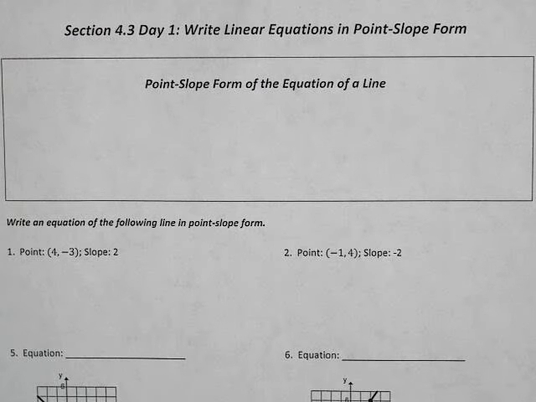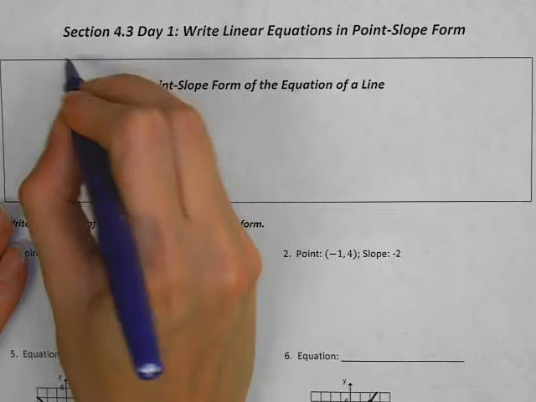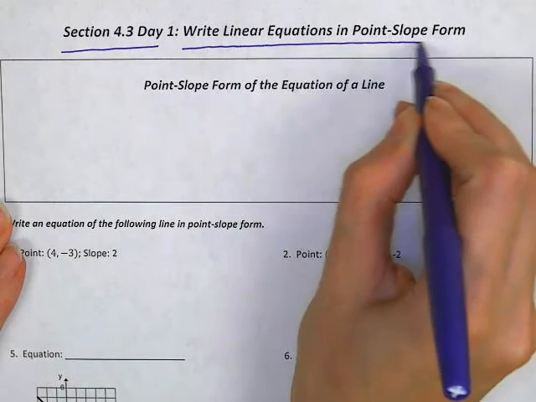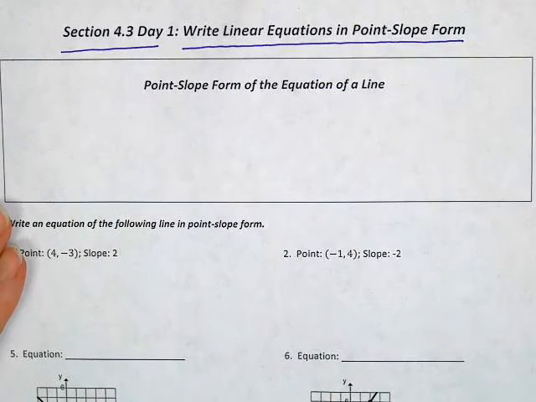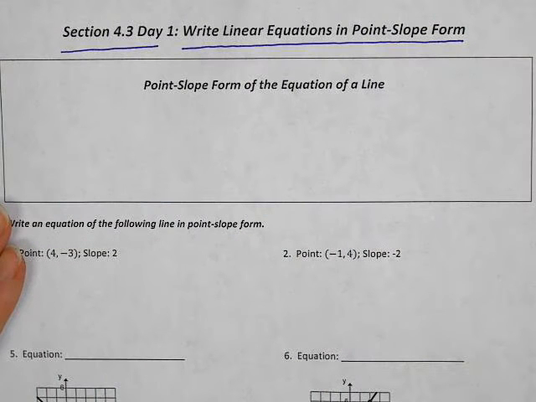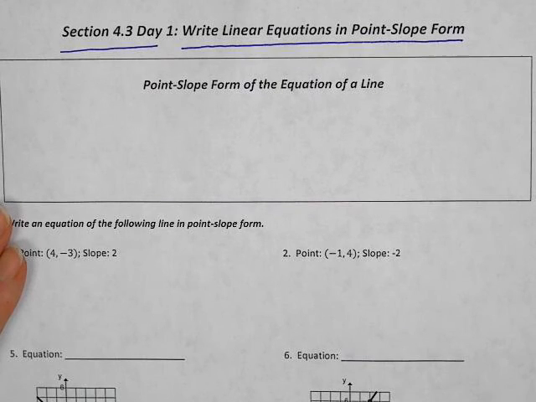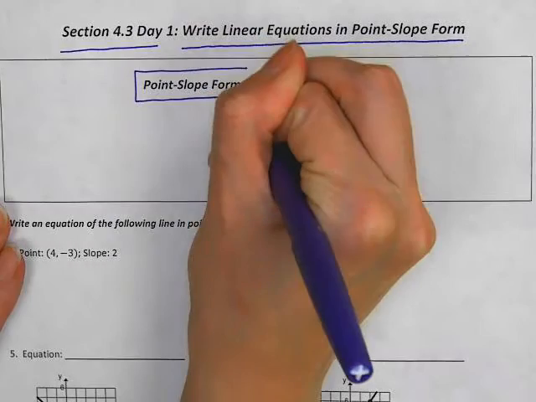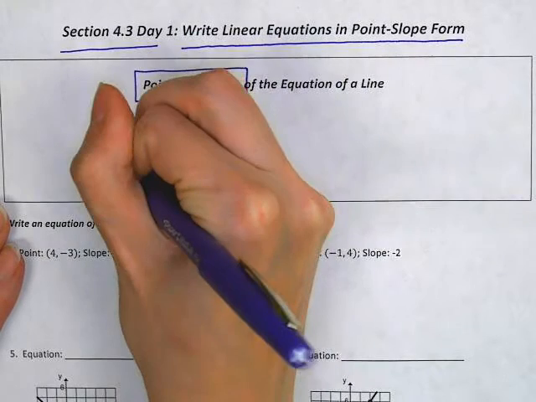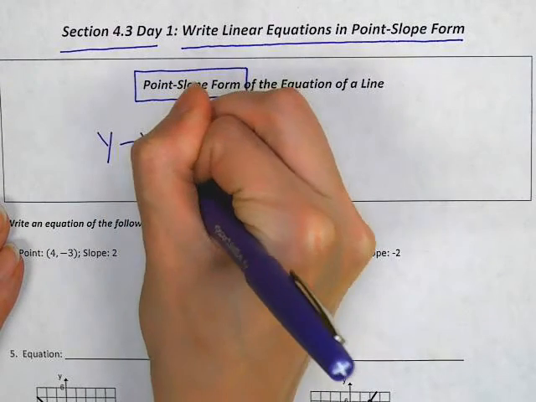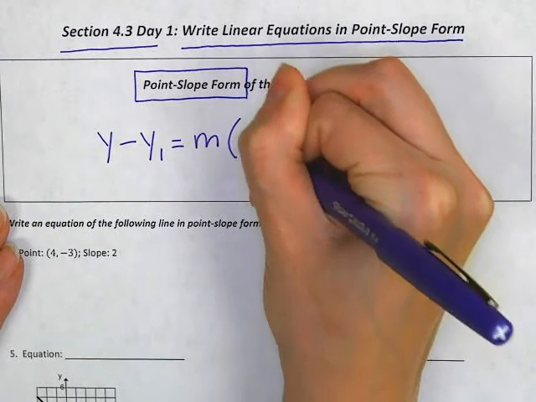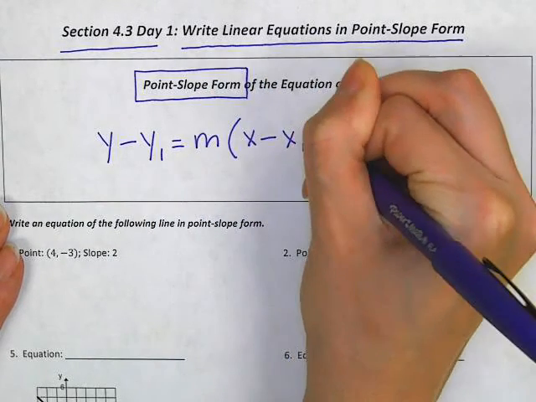All right, welcome back to video 4.3, day 1. And this lesson is on writing linear equations in point-slope form. Now, the other day we did slope-intercept, y equals mx plus b. This is a new form. So point-slope form is actually pretty easy. It's y minus y1 equals m times x minus x1.